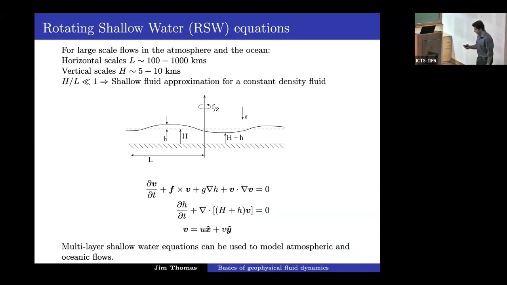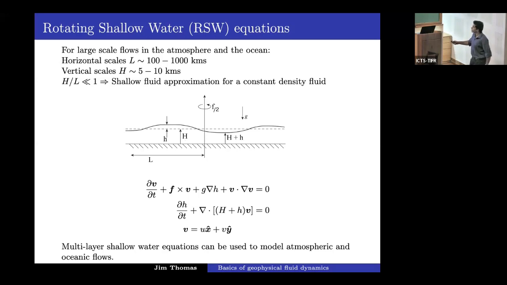Okay, so now we'll look at two popular models that can be used for simulating flows in the atmosphere and the ocean. The first one is what I call the rotating shallow water equations. If you look at numbers that correspond to the atmosphere and the ocean, the horizontal scales for the large scale flow are of the order of 100 to 1,000 kilometers. In the ocean, the large scales can be order 100 kilometers. In the atmosphere, it can be order 1,000 kilometers.